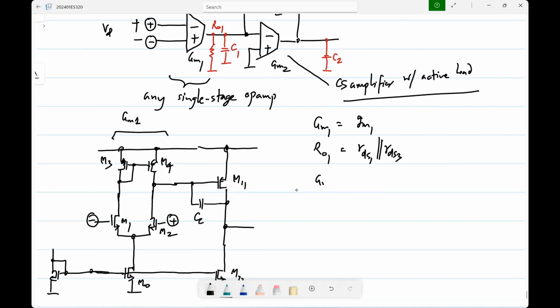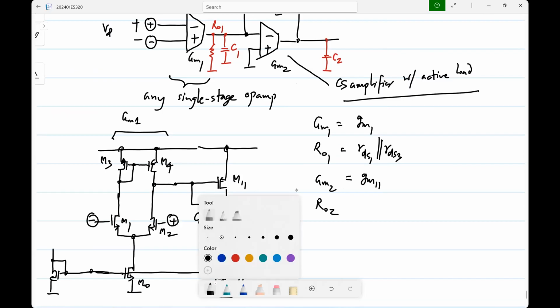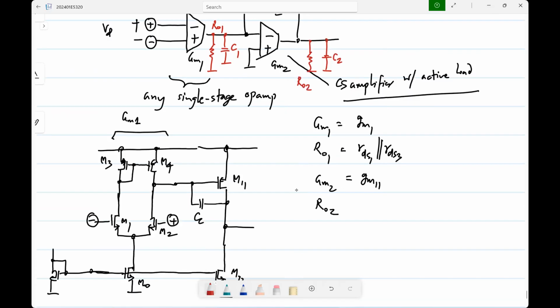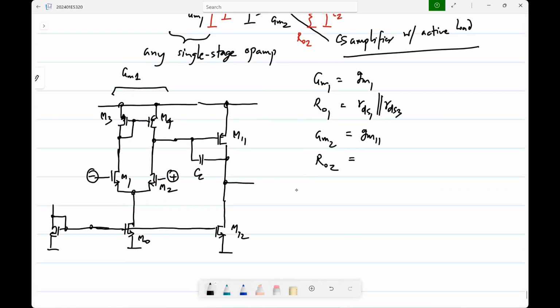What is GM2? It is the GM of M11. And what is RO2? Again, you expect some finite output resistance over there. What is it? RDS11.